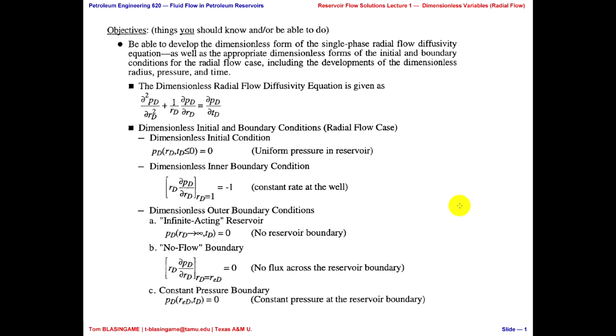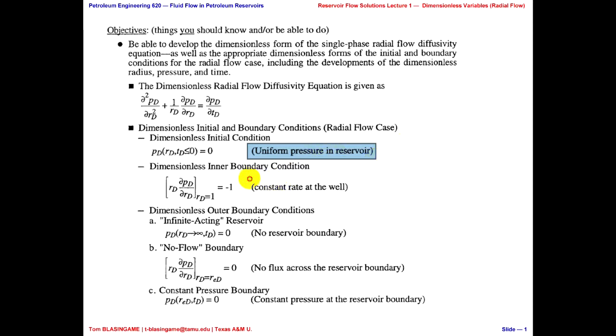Okay? All right, so as I mentioned, we're going to start by converting the dimensional radial flow diffusivity equation into dimensionless forms. We're going to initially assume that there's a common uniform initial pressure in the reservoir. So that means that the pressure at all points in the reservoir at time 0 or less than 0 is equal to the initial pressure.